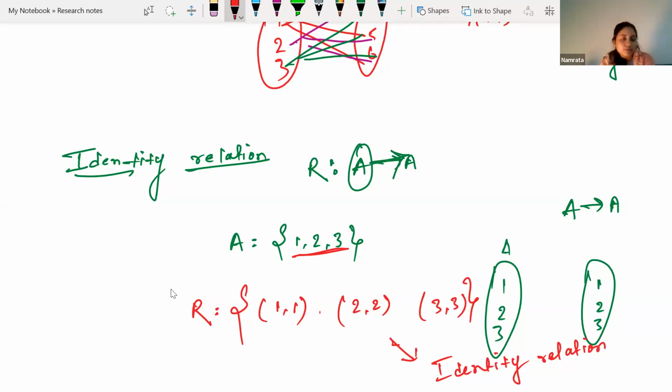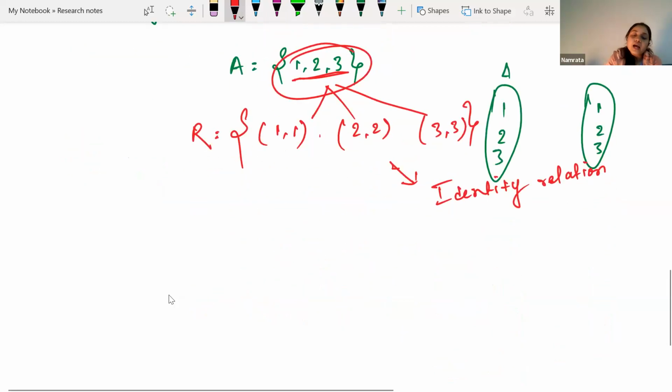Identity means itself. Identity means the word. If you focus on the word, you can understand something related to its own identity. So 1 will be related to 1, 2 to 2, 3 to 3. If we have this type of ordered pair, and you must know that each and every element must have this type of identity relation with itself only, then only we can say it's an example of identity relation.